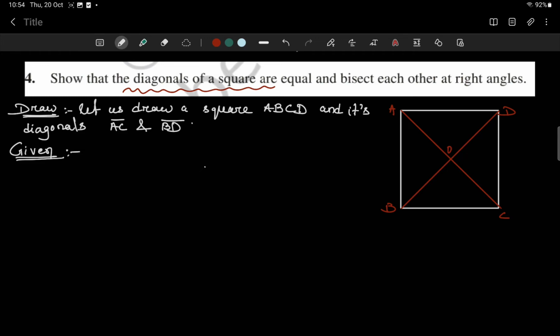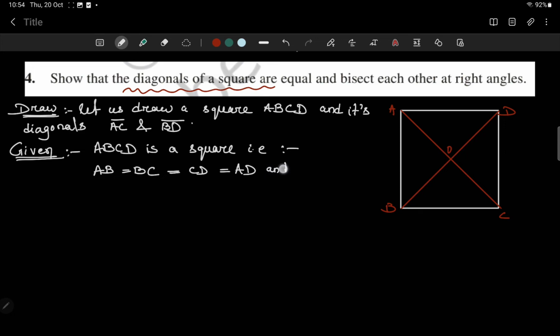Given data: ABCD is a square. Square means AB equals BC equals CD equals AD. This is given, and angle A, I am telling A but writing B. Angle A equals angle B equals angle C equals angle D equals 90 degree. This much is given.